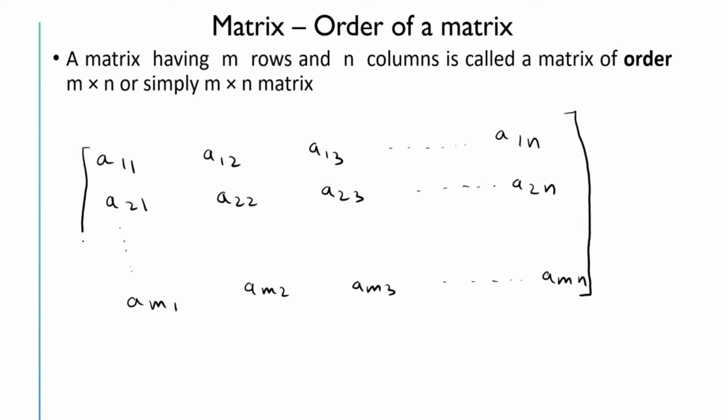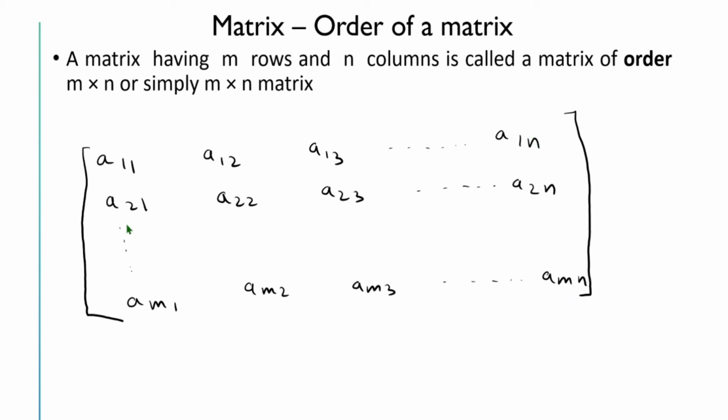So if we have a matrix of order m by n, then the first element is A11. A11 is the element in the first row, first column. The element A12 is the element in the first row and second column. A13 is the element in the first row and third column, and so on, up to A1n, the element in the first row and nth column.